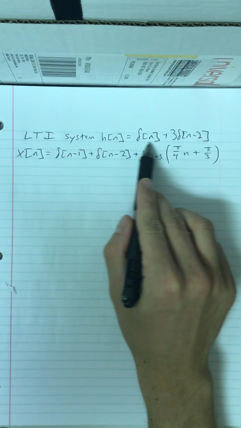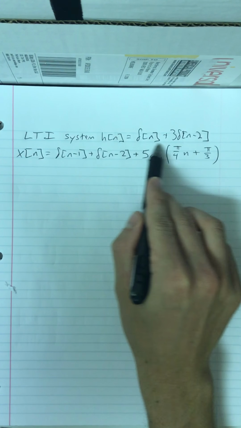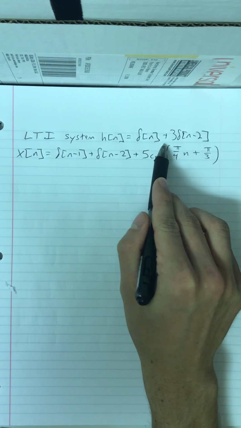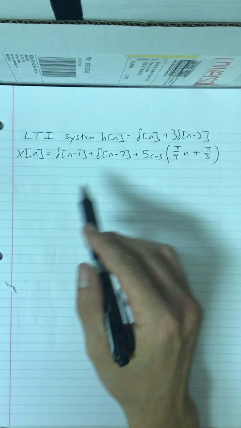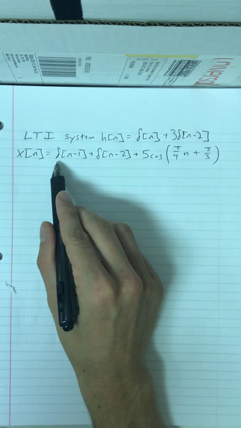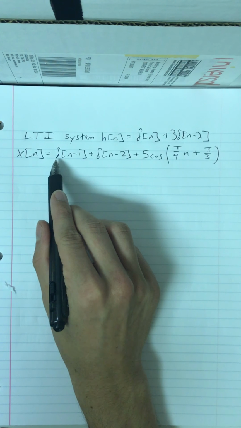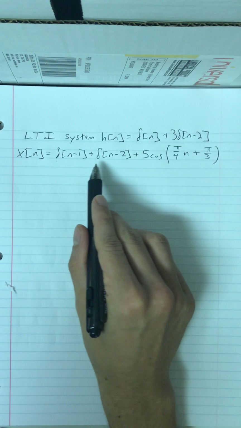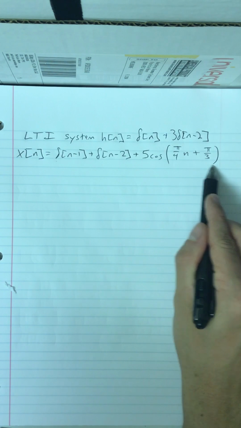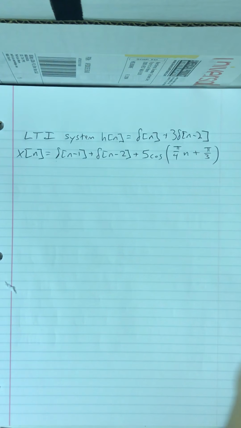Okay, so you have an LTI system with impulse response given here: delta of n plus 3 delta of n minus 2. And you input into that LTI system delta of n minus 1 plus delta of n minus 2 plus this sinusoid. All right, and I want to know the output.